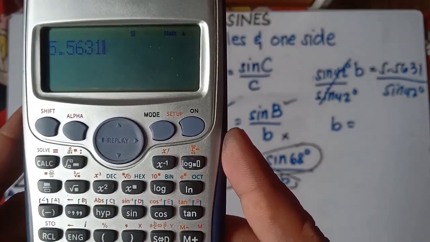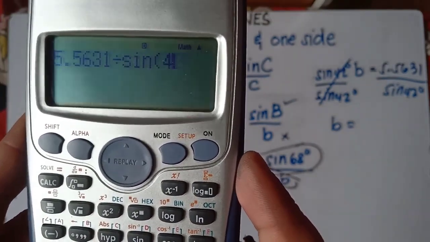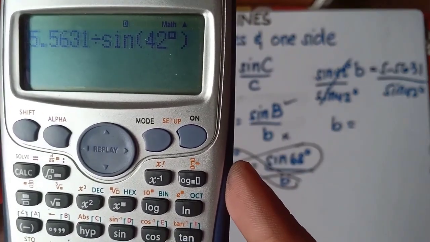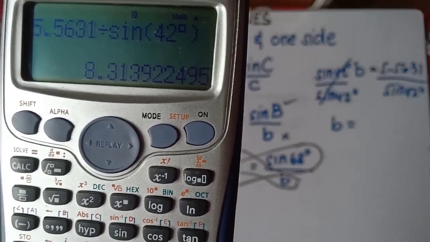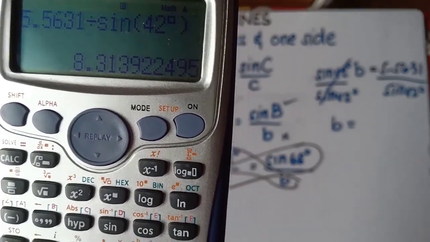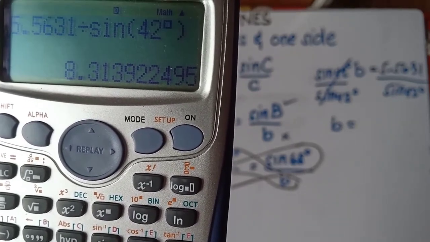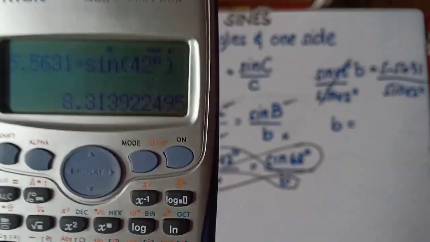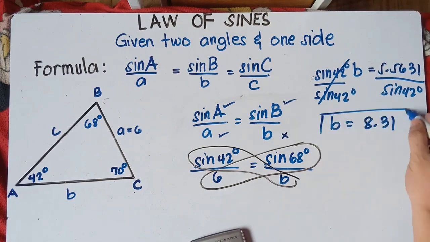5.5631 divided by sine 42 degrees. Do not forget degrees, then close parenthesis, and you have 8.31. So since that would be our final answer, we can just round it off to the nearest hundredth. So 8.31, next one is 3, so remain 8.31. So 8.31. That's the value of B, class.